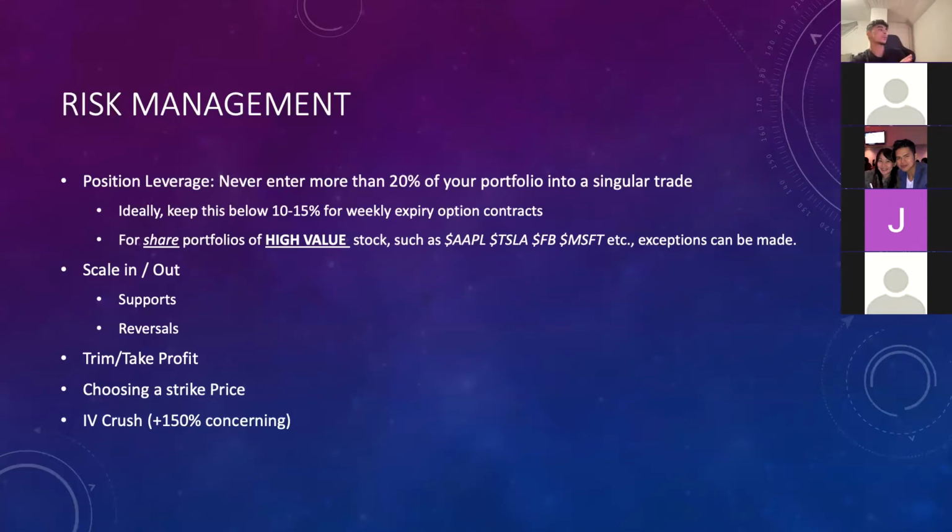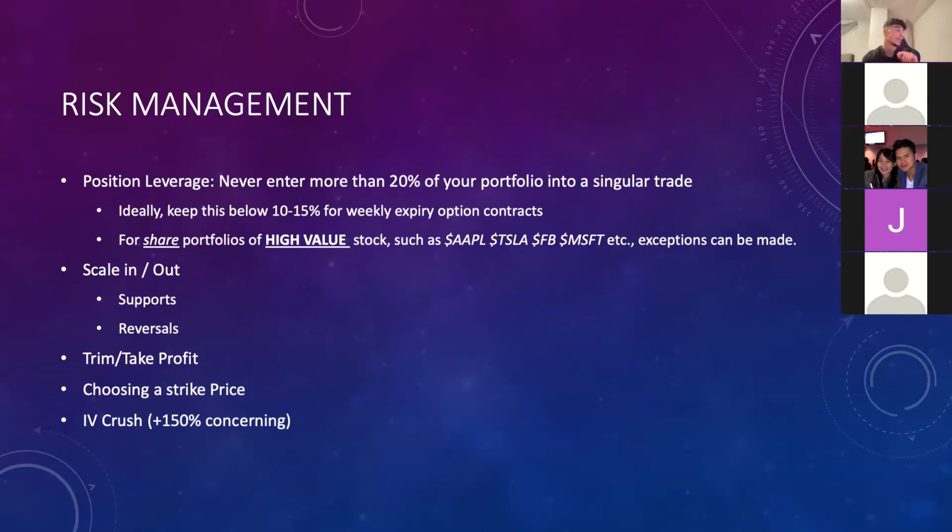So for share portfolios of high value stock, this is an exception. If you were to build a portfolio that's 30% Apple stock, that's okay, simply because it's Apple. It's one of those companies we call a blue chip stock, a company that will consistently show strength even in weak market conditions. So companies like Apple, Tesla, Facebook, Microsoft, if those are exceeding your risk management here, it's an exception just because it is shares. But in those scenarios, throw it in a Roth IRA, forget you even have it, look back at it in 20 years, and you'll be much happier.